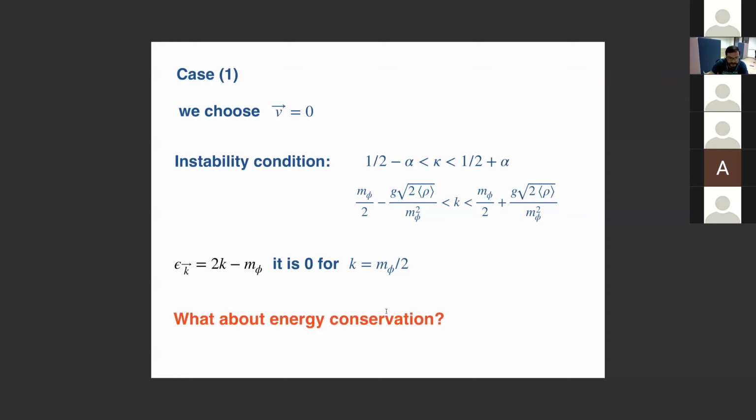This is also called the Bose enhancement. Okay, what about the energy conservation? Because as I said, if the decaying field is just one particle, we need k equal to m/2 to have energy conservation. But here we have some freedom for this k. Okay, this freedom is very small, but it does not have to be exactly m/2. We have this range, right, to have the instability.